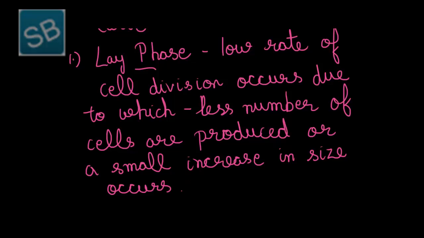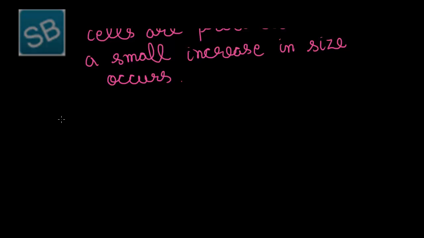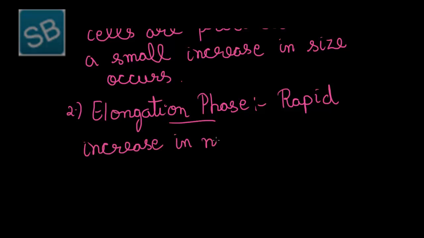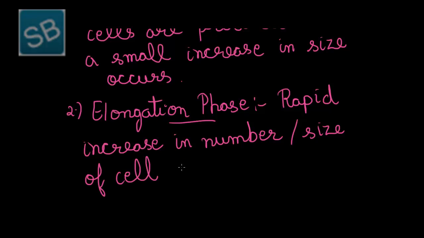Following it comes the second phase, that is elongation phase. It is considered the most important phase out of all three because here a rapid increase in the number and cell size occurs, due to rapid cell division and differentiation of the tissues.